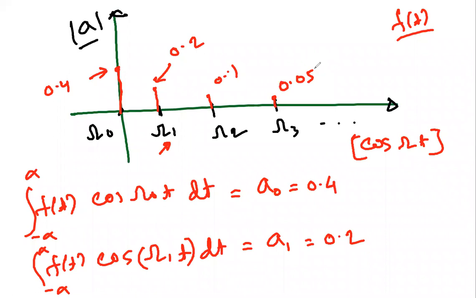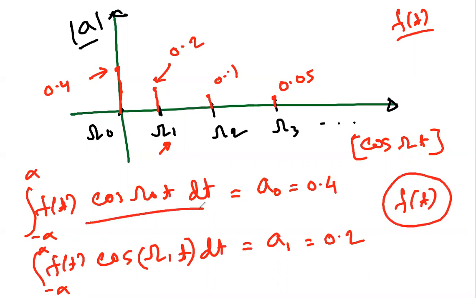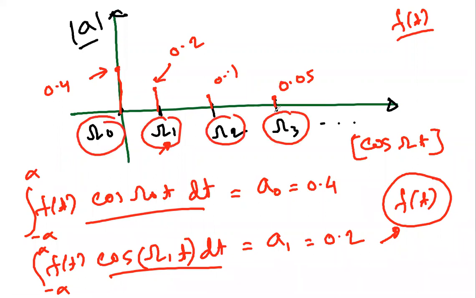So from there, I can find that, yes, the FT was an unknown signal. However, by doing this kind of correlation operation, I found that I have the cos component or real component inside of my FT, where the frequencies are omega 0, omega 1, omega 2, and omega 3.